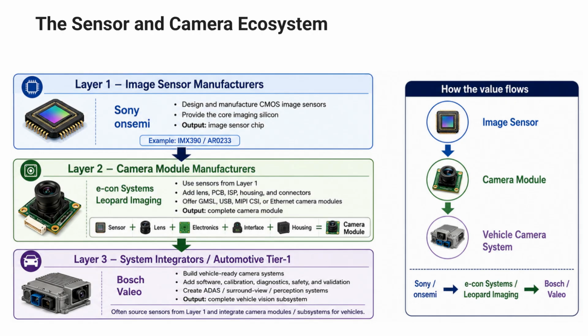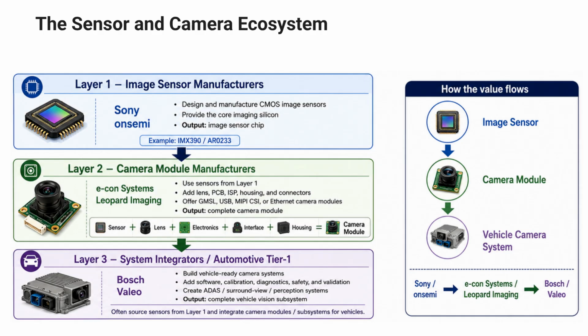Let us understand the navigation camera ecosystem and its players. The camera ecosystem can be understood in 3 layers. Layer 1 includes image sensor manufacturers such as Sony and Onsemi. These companies create the CMOS imaging chip, the core component that captures light and converts it into digital image data.